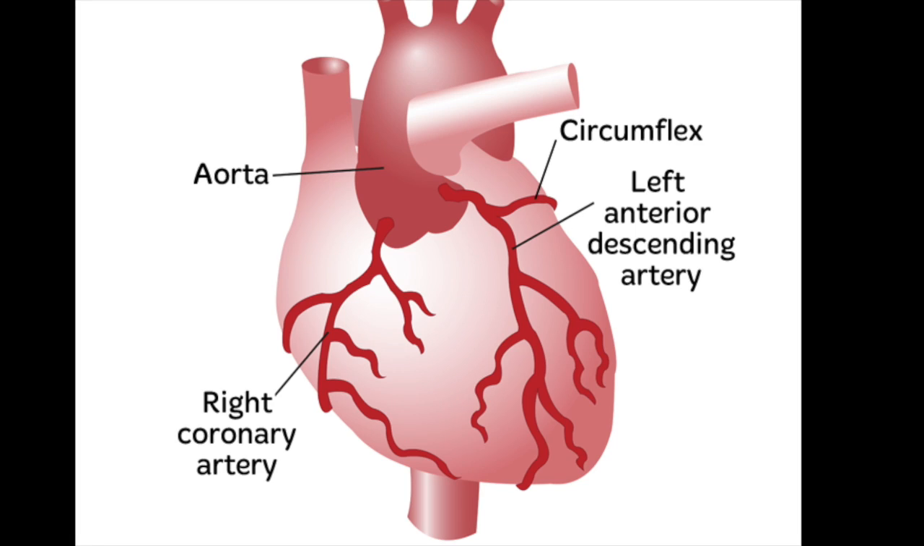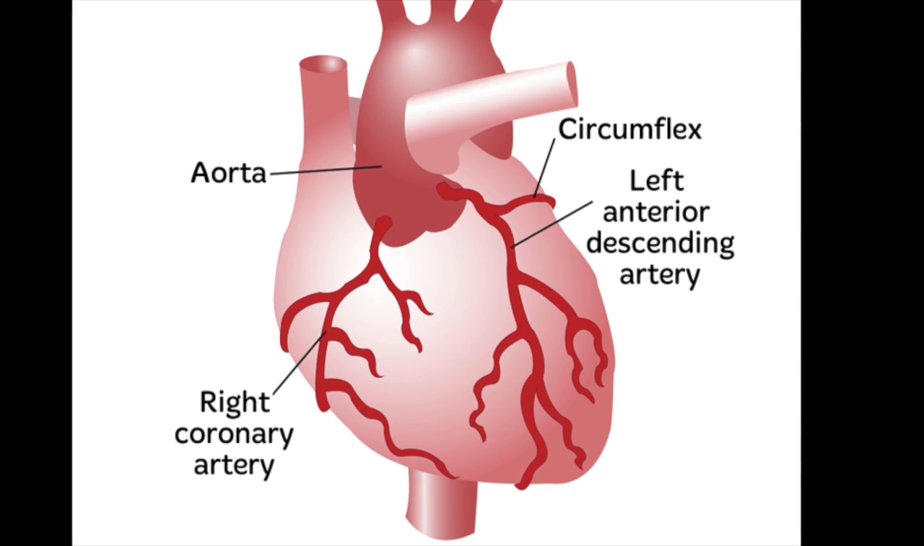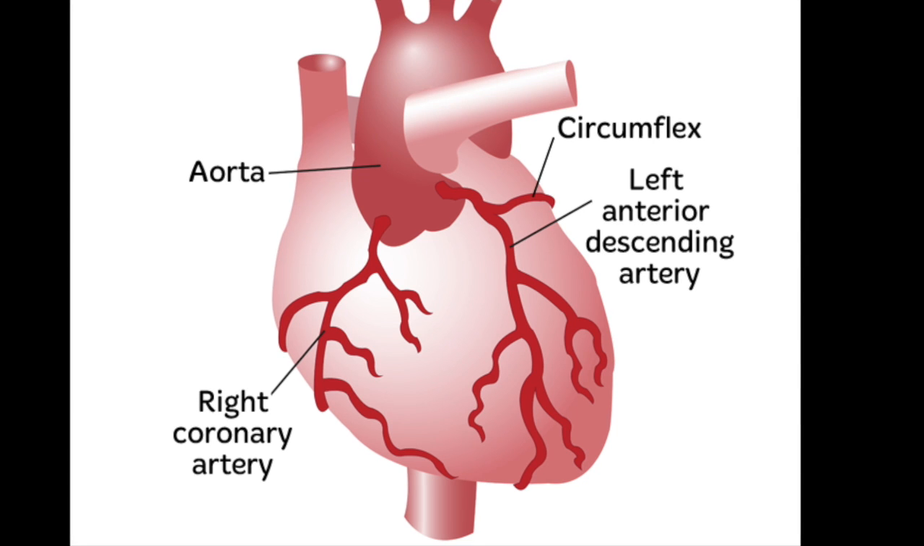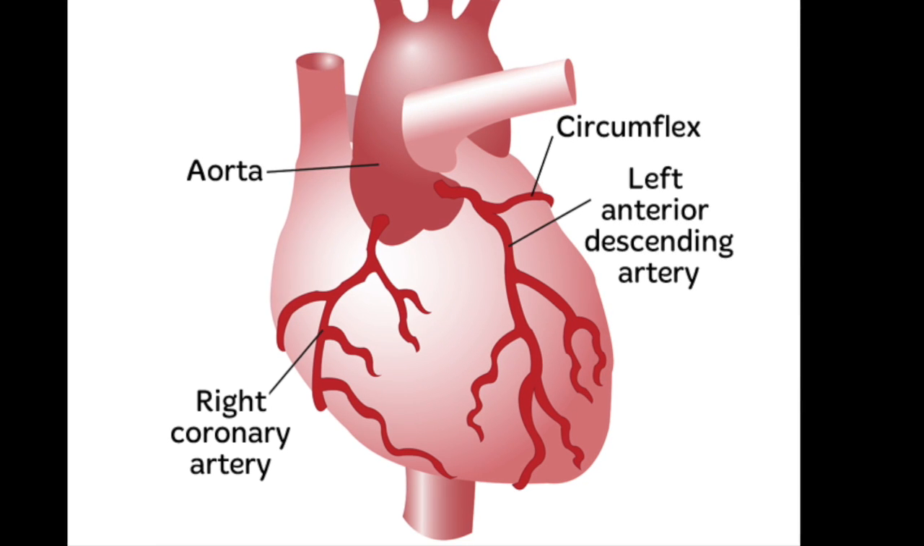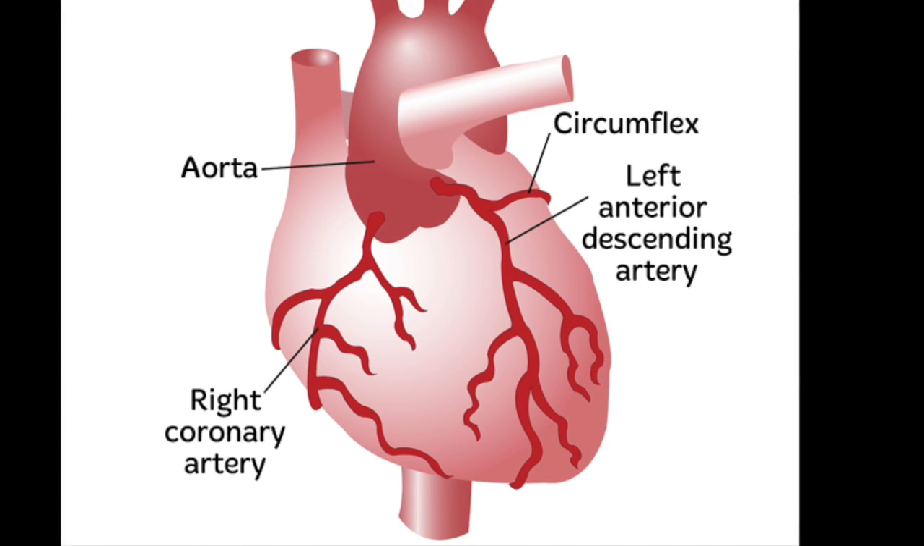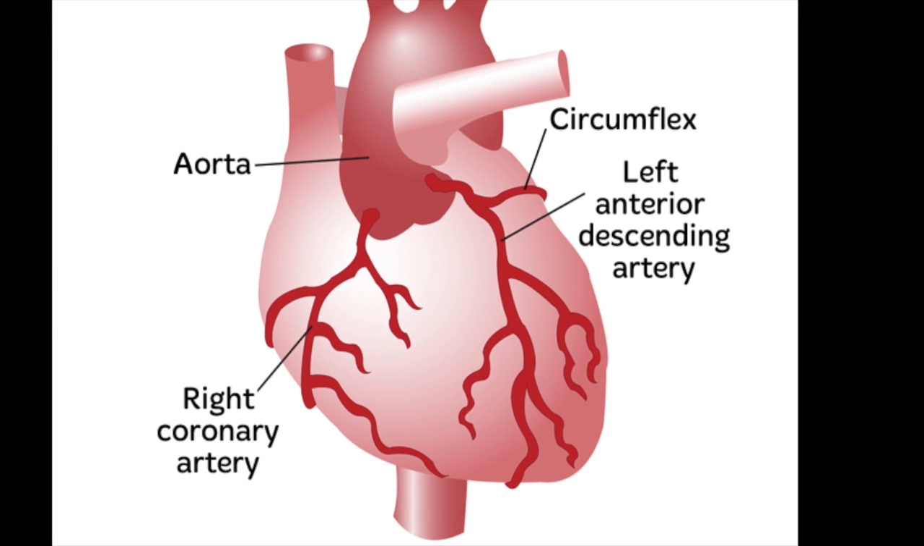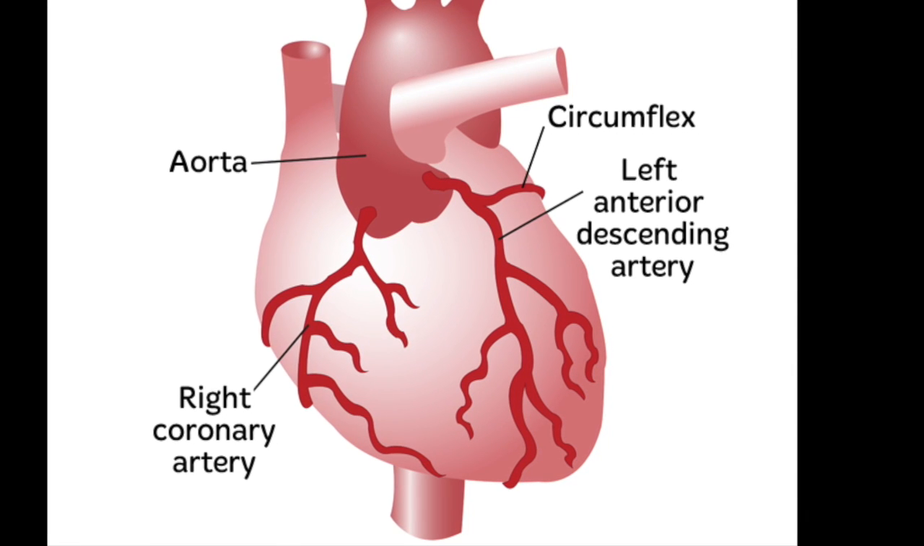Now we are going to talk about the coronary arteries. The heart has its own network of blood vessels, which supply it with the blood it needs to keep pumping. The two main coronary arteries are the left main coronary artery, that this artery sends blood to the left side of the heart muscle. This includes the left ventricle and left atrium.